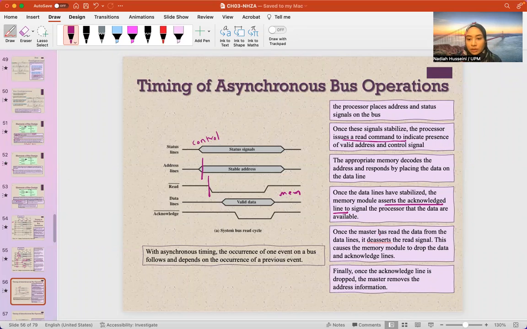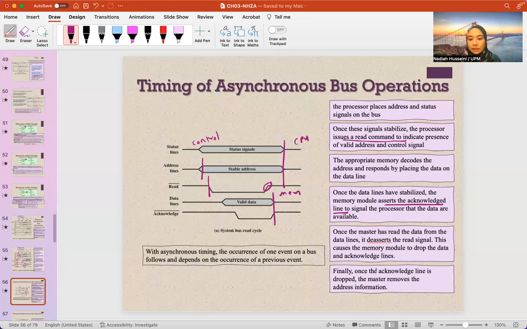And then once the master, which in this case is the processor, has read the data from the data line, it deasserts the read signal. So now it drops the read signal. This causes the memory module to drop the data and acknowledge line. So once the trigger is gone, the memory drops the data and also the acknowledge line. This is the memory and this is our CPU.